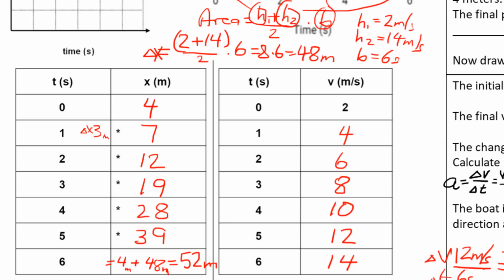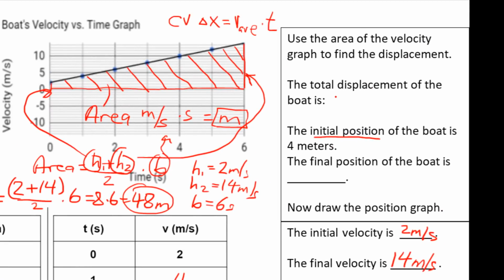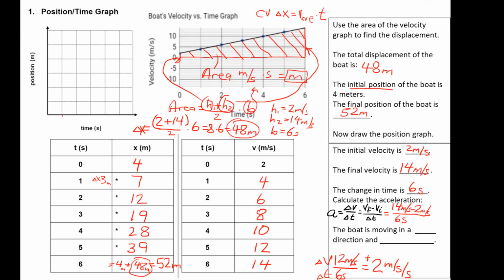Okay, so let's come back over here. The total displacement of the boat is the 48 meters we calculated here. So the displacement from its initial position is 48 meters, and the final position is that 48 meters plus our 4 meters in our starting position. We're at a position of 52 meters. And now we have the note: now draw the position graph. Let's go ahead and do that.